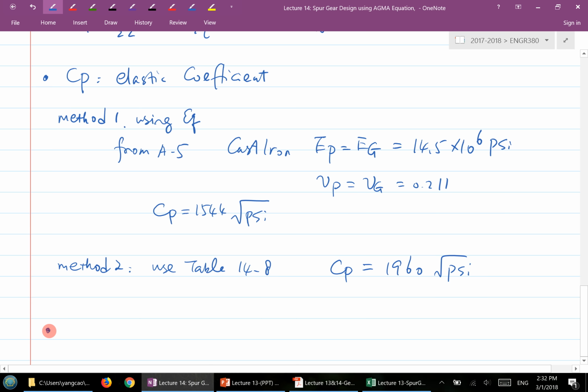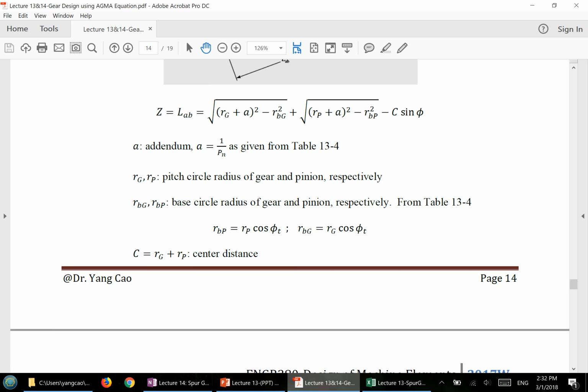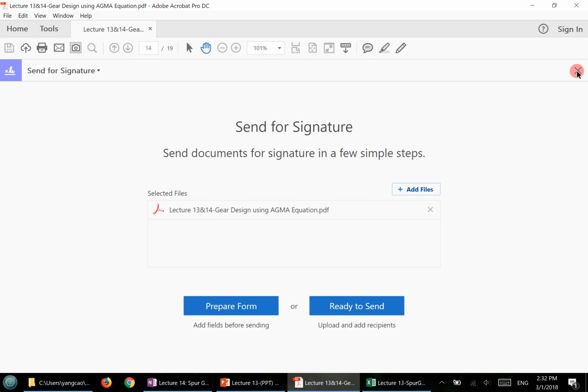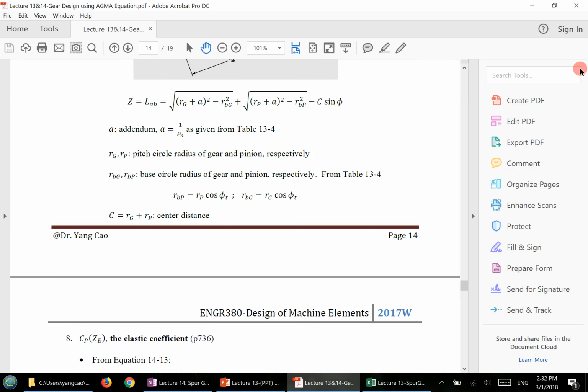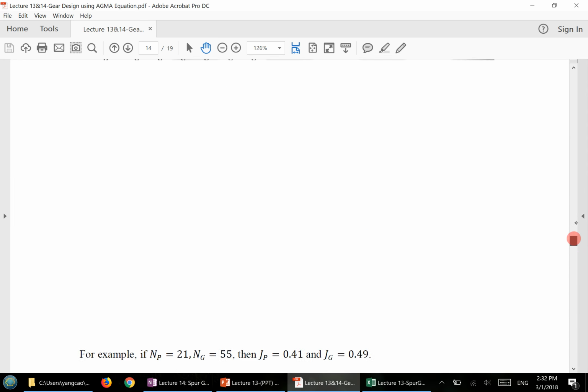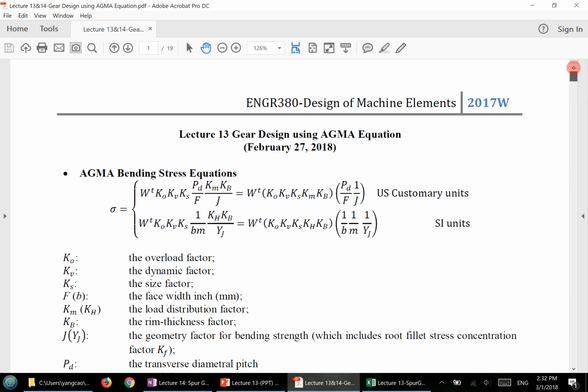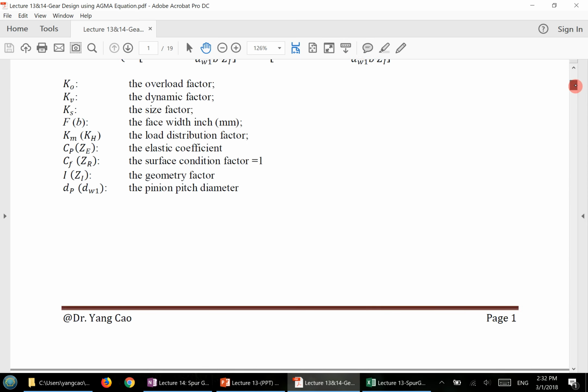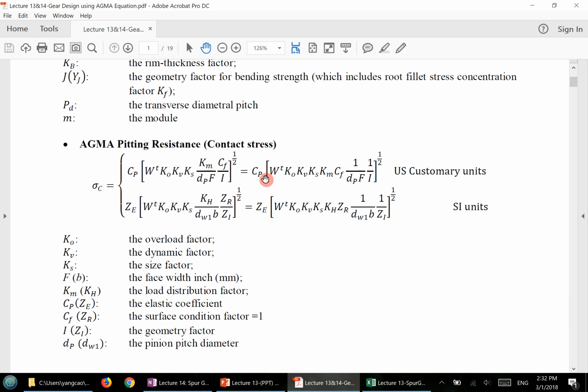So good. Now if you look at the contact stress formula, CP is calculated, I is calculated, and KO, KV, KS have already been calculated from when we calculated the bending stress. We have a Km here, which is also calculated, and then we have a CF, right? It's the only one remaining here. So we're almost there.